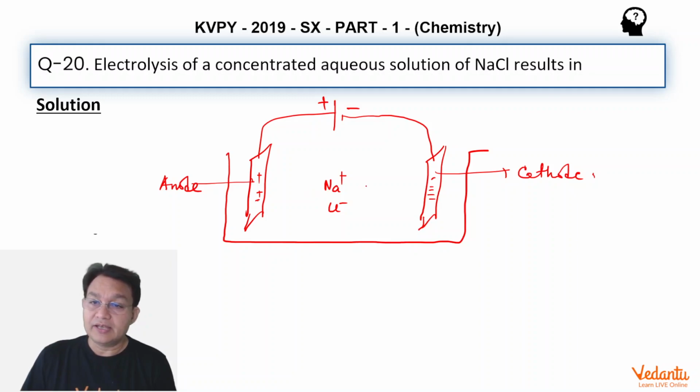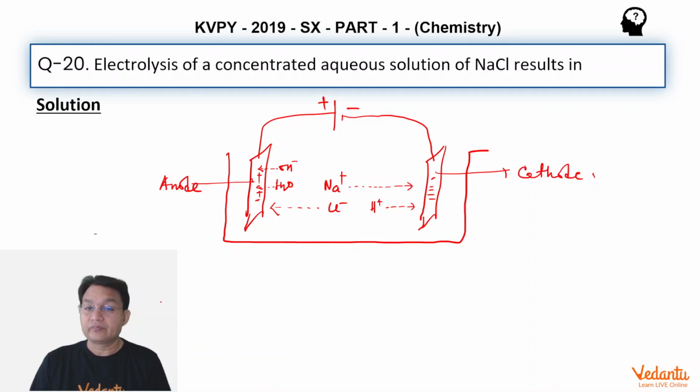So of course this Na+ will move towards cathode, and of course H+ will also move towards cathode, and water is also there. Cl- will move towards anode, and of course water is also present there at the anode, and you can say OH- ions are also moving towards anode.